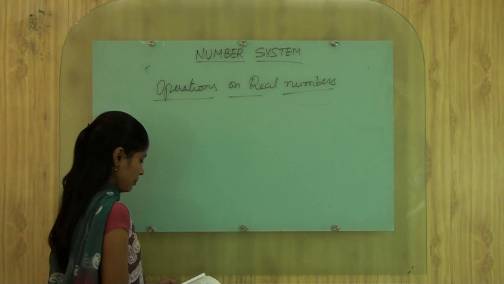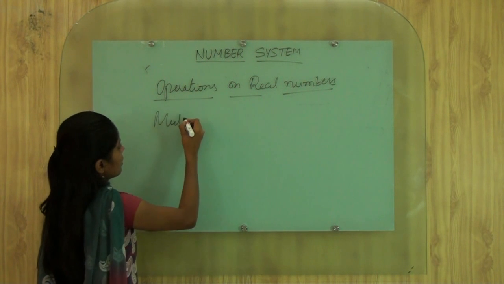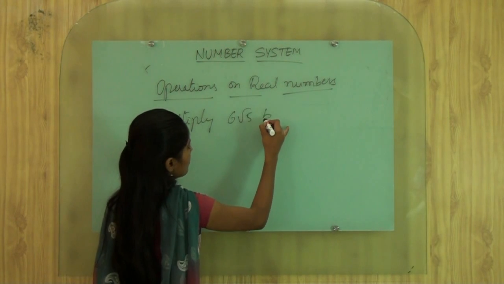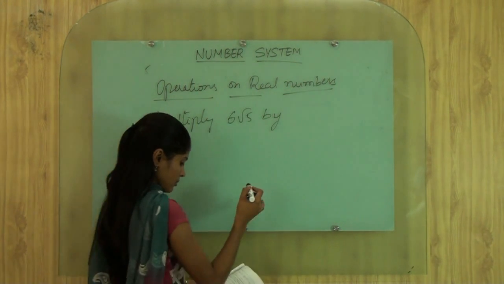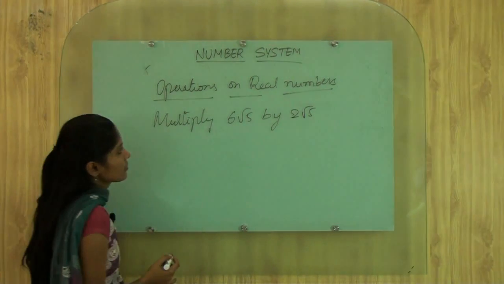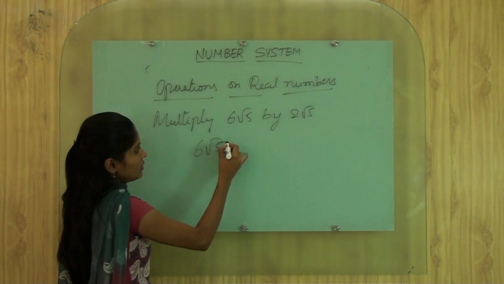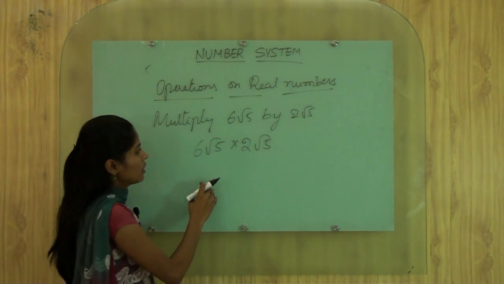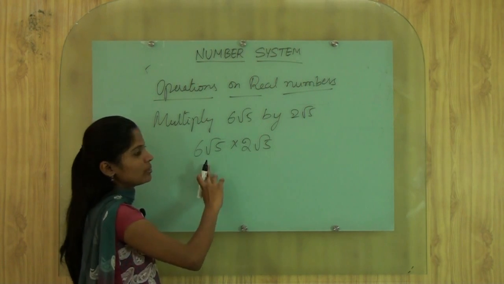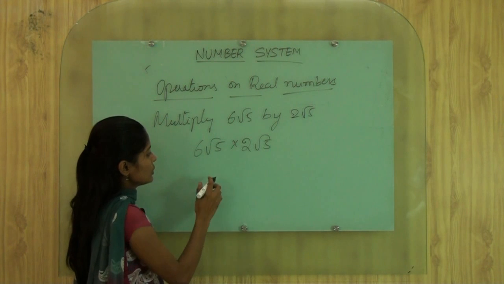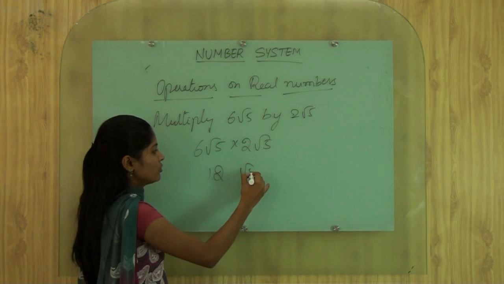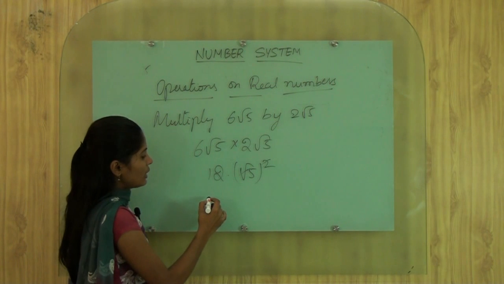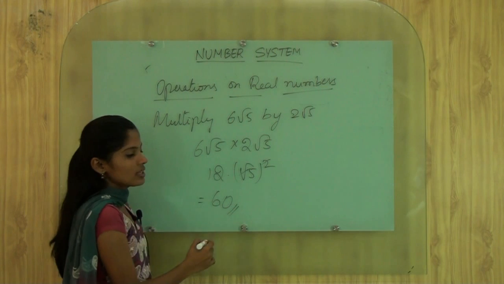You have one more problem. Multiply 6 root 5 by 2 root 5. 6 into root 5 times 2 into root 5. Here root 5 is common, so we can multiply these two. 6 into 2 is 12 into root 5 whole square. The root and the square will get cancelled. That is 12 into 5, which is equal to 60. This is the answer.